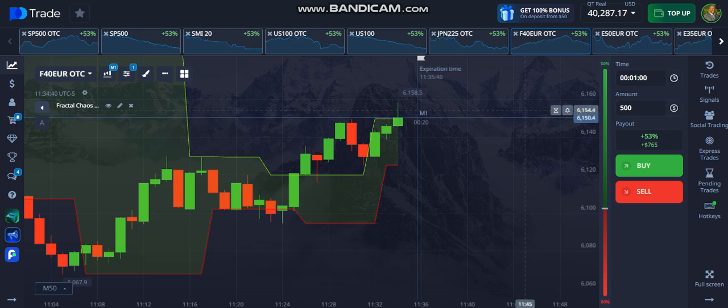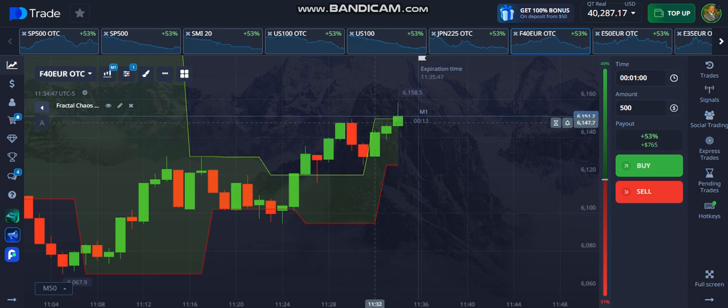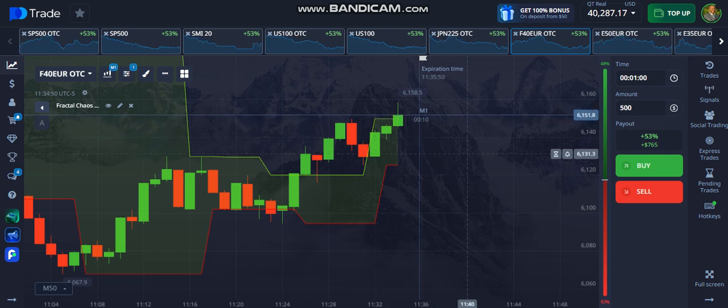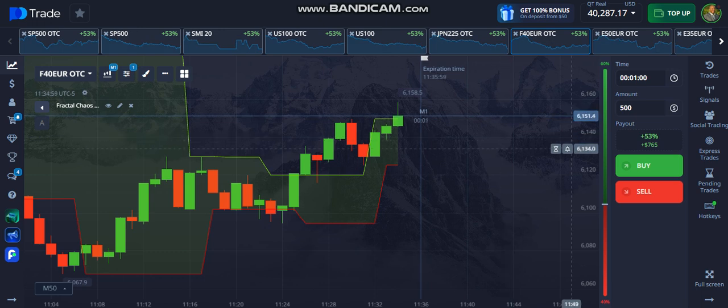Okay, so I'm on the F40 euro pair and I'm looking for this candle to close above the top line of the fractal chaos band. It's pretty close, but if the candle closes, which is in about 5 seconds, above the line, I'm going to take a buy trade.